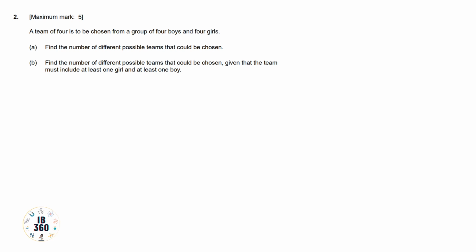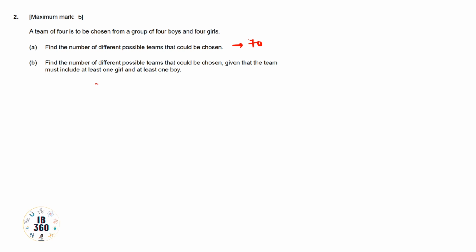Find the number of different possible teams. This answer was 70, just for noting down. Find the number of different possible teams that could be chosen given that the team must include at least one girl and at least one boy. So here we need to choose the team where at least one boy and at least one girl is there.